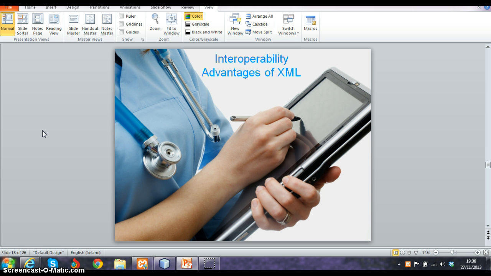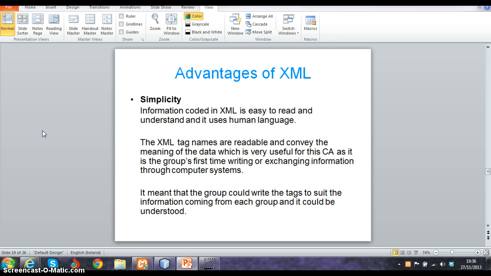Interoperability and advantages of XML. So we went through this earlier today at the presentation. Simplicity is an advantage of XML, but also it was a great advantage in relation to this CA, because it meant that the XML tags were readable and we could build them to suit our needs and the needs of all the group.